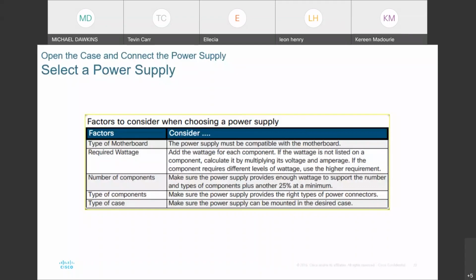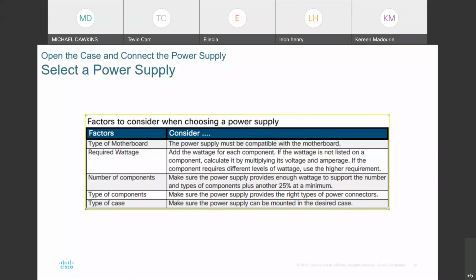Type of motherboard. The power supply must be compatible with the motherboard. I mentioned that already, and required wattage. Number of components. Make sure the power supply provides enough wattage to support the number and types of components, plus another 25% at minimum. That's like I just explained. You must have at least 25% free power not being utilized.